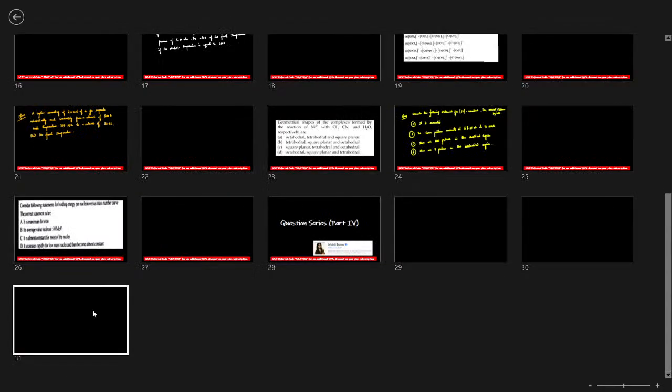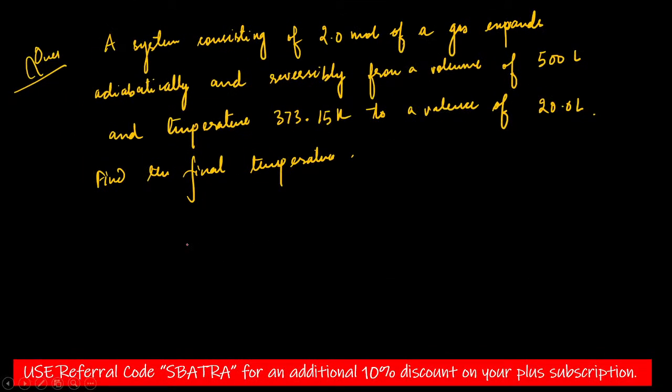Let's take the first question. A system consisting of 2 moles of a gas expands adiabatically and reversibly from a volume of 500 liters, and the temperature is 373.15 kelvins, to a volume of 20 liters. So this is your initial value, this is your final value, and you have to find the final temperature.